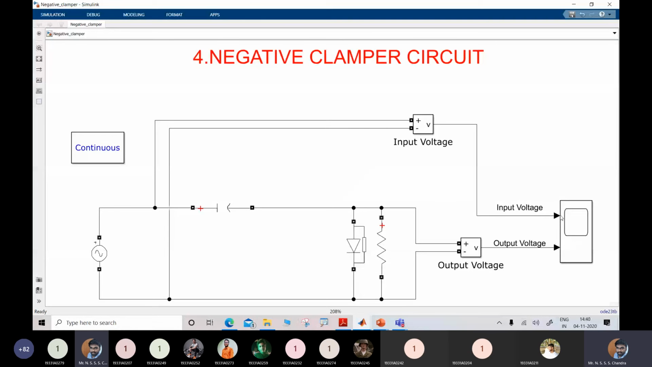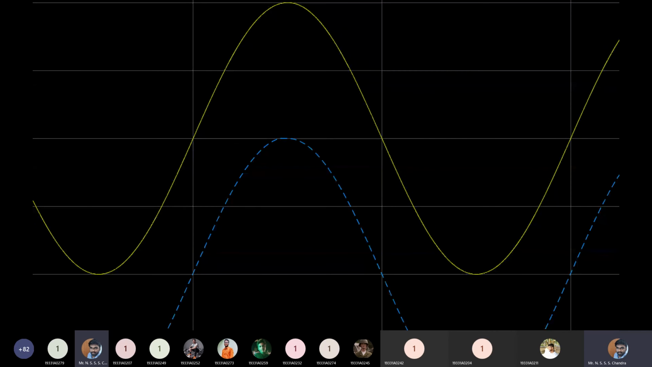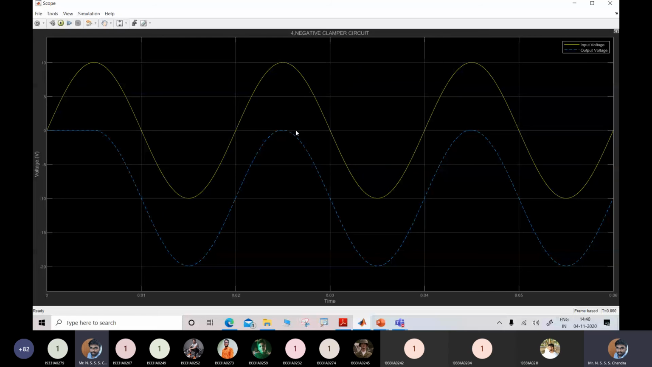Let us check these three voltage values in the output. What's the positive peak you are observing in the input? In the input it is 10 volts, in the output it is 0 volts. Whereas at the negative peak of the input, that is at minus 10 volts, what output are you observing here? Please respond, what voltage are you observing over here?